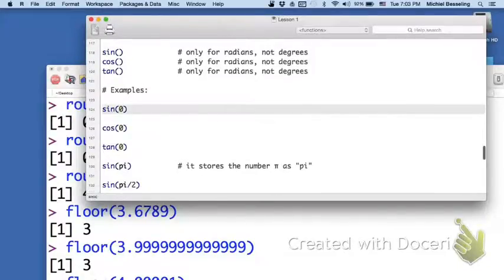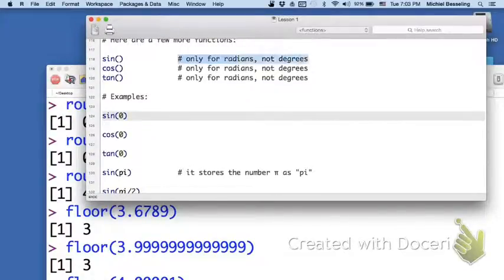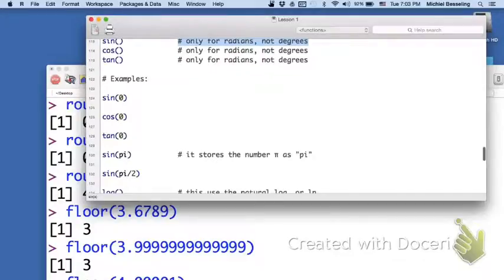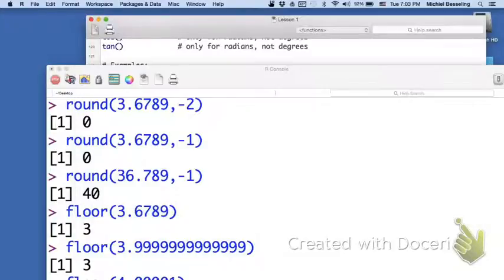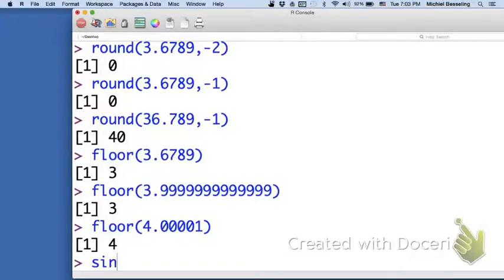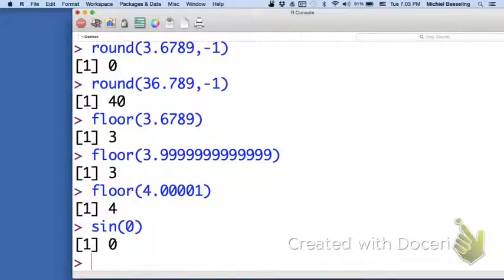However, I couldn't figure out how to set them for degrees. There's no obvious argument, so these are only going to be for radians. So I'm going to skip most of these because, as I said, we're not going to have any use for it. But if I wanted to do something like what's the sine of 0, well, I could just go sine of 0. For all of you who took trig, you know the sine of 0 is 0. And indeed it is. Unlike the cosine of 0, which is going to be 1.